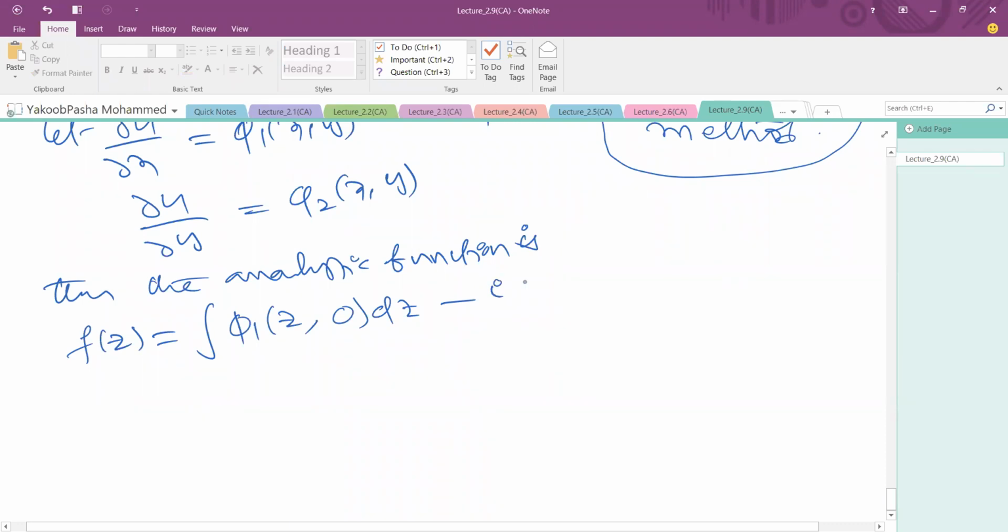minus i into integral of phi2 of z comma 0 dz plus an arbitrary constant c.